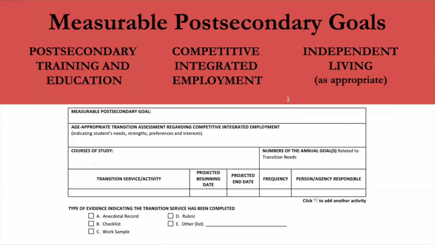The goals need to be identified in those areas of post-secondary training and education, competitive integrated employment. The team must first consider that competitive employment and also that independent living. It's not required, but if there isn't a goal, the team needs to justify why there's not a goal in that box. So as I mentioned before, you have that statement based on age-appropriate transition assessments, Peter does not require an independent living goal at this time. You could put that in the goal section, but then you must have those AATAs listed down below the goal explaining why a goal is not needed at this time. The team should be putting obtainable goals in this section.